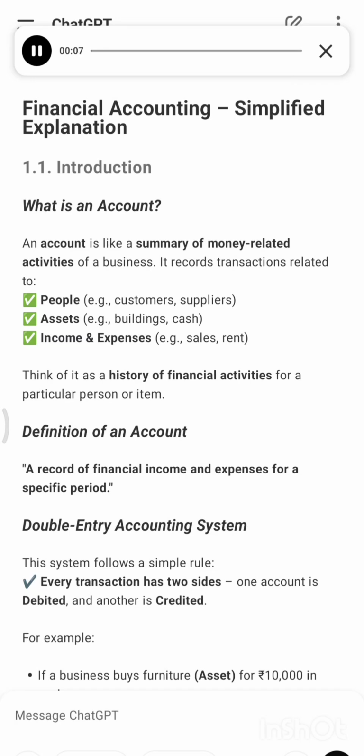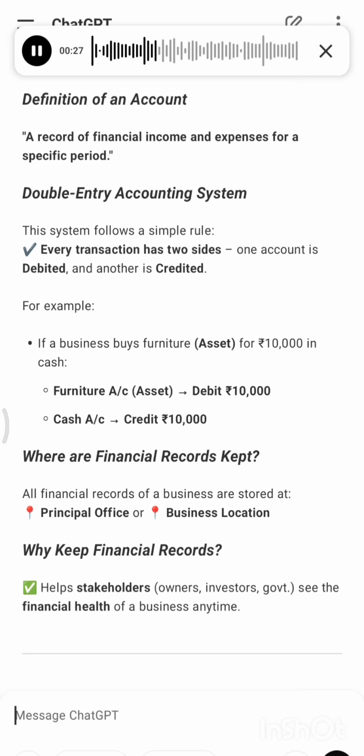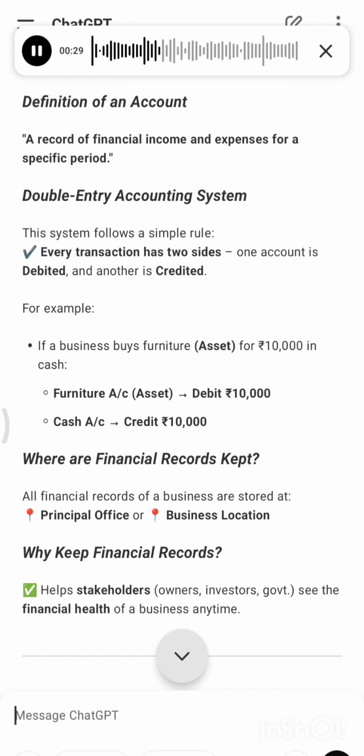An account is like a summary of money-related activities of a business. It records transactions related to people, e.g. customers, suppliers; assets, e.g. buildings, cash; income and expenses, e.g. sales, rent. Think of it as a history of financial activities for a particular person or item. Definition of an account: a record of financial income and expenses for a specific period.